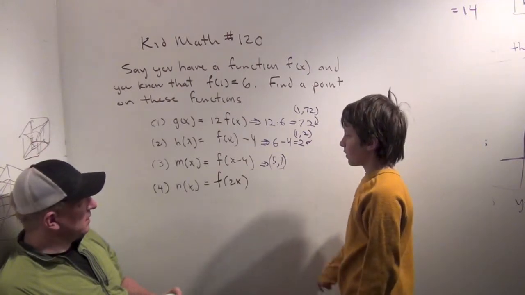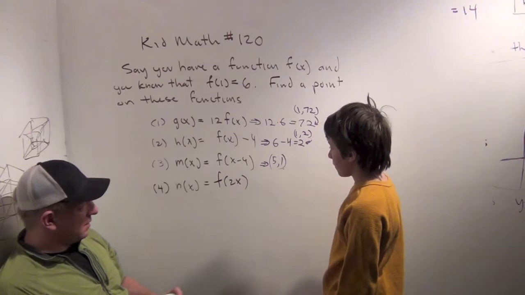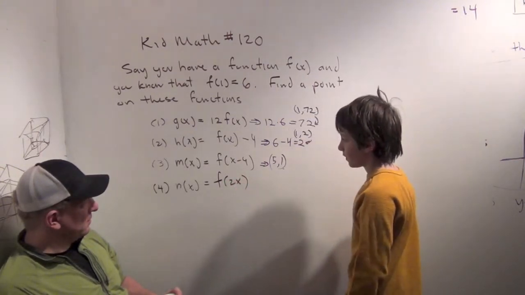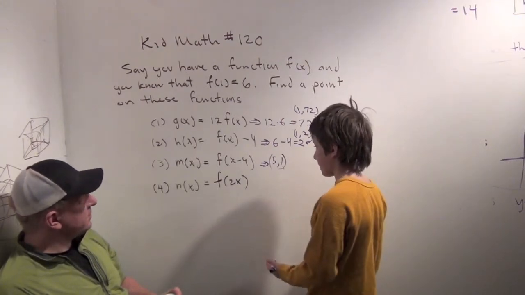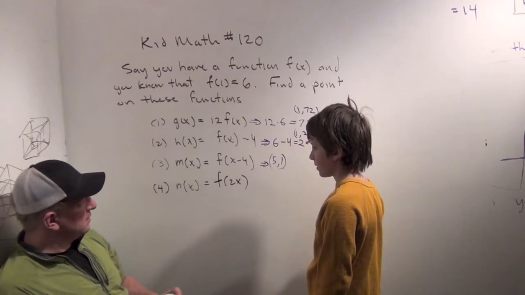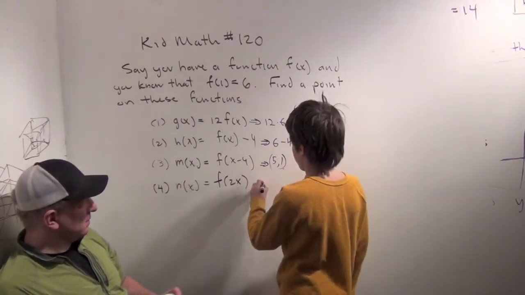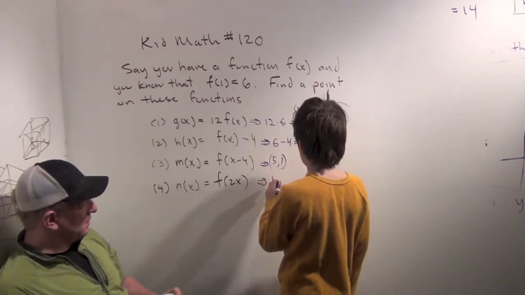Okay. Then last one. N of x. Well, we have to find 2x equals 1. So x has to be 1/2. So n of 1/2 equals 1. For this, we get 1/2, comma 1.